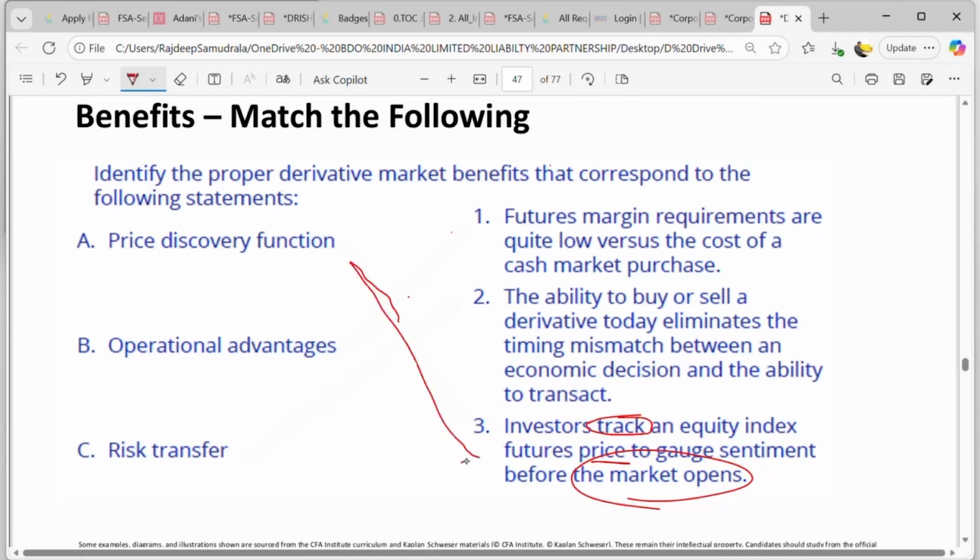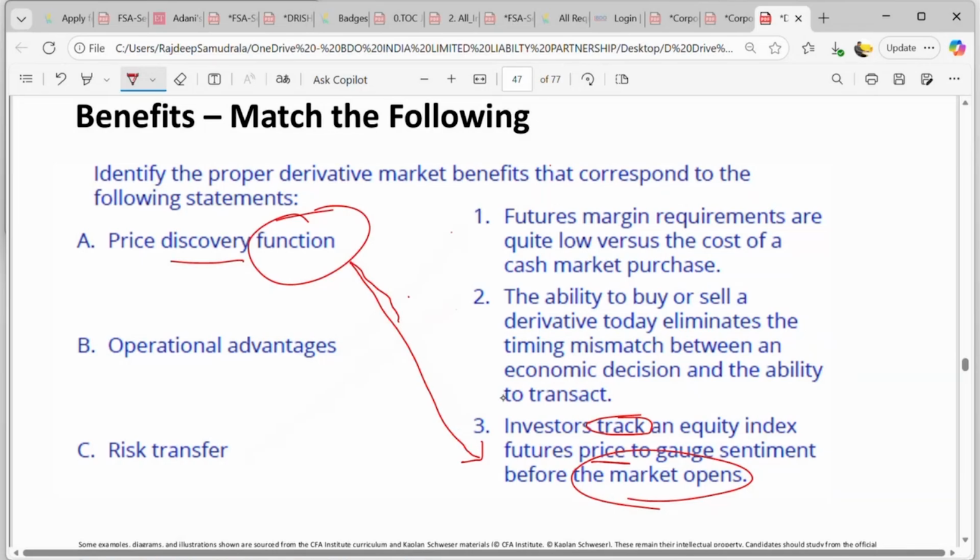I just mentioned the example, silver futures. When silver futures started to crash, everyone realized the price of silver was going to fall. So it's basically an indicator. It serves a function of discovering what the prices are likely to be. Clear? That is called the price discovery function.